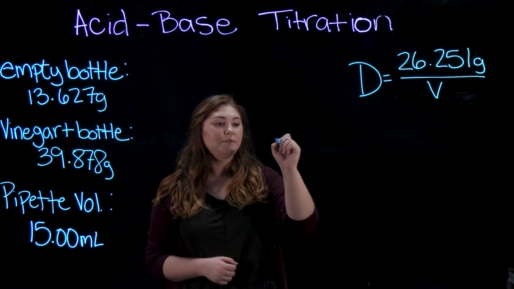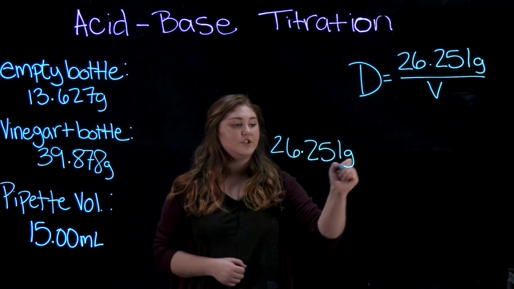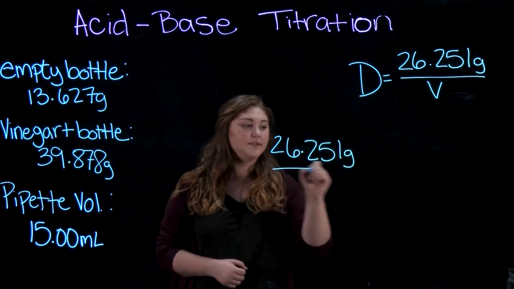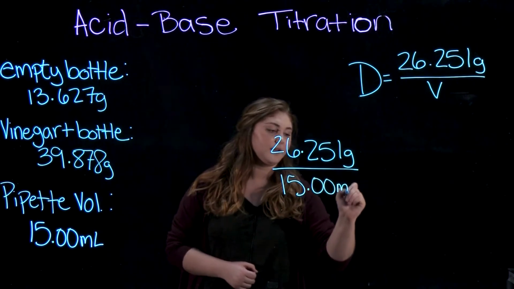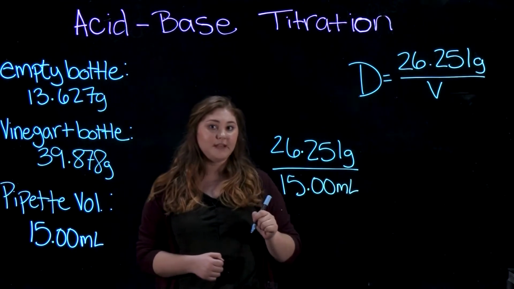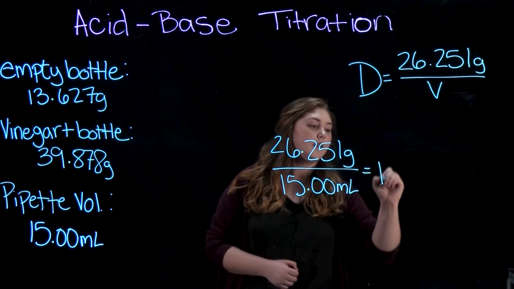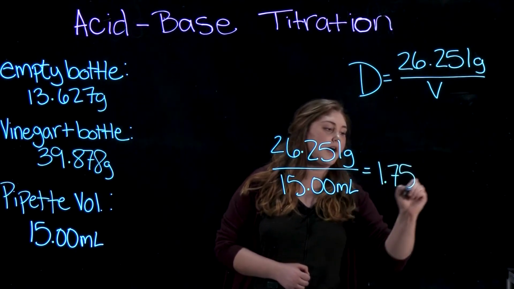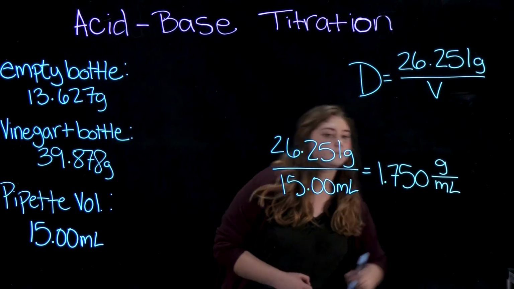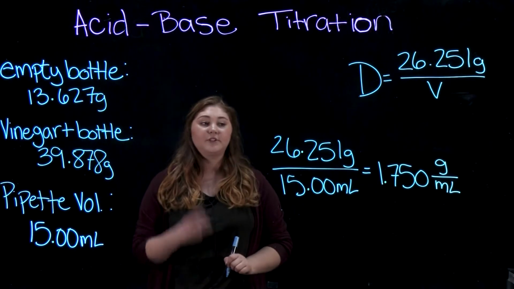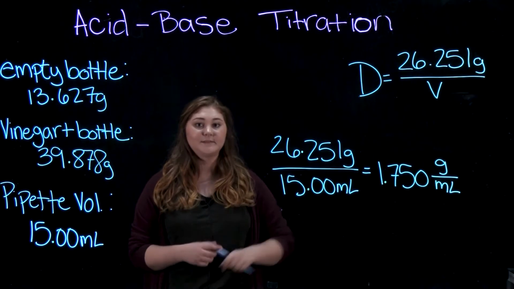I would then do 26.251, which is the mass of my vinegar, divided by 15.00 milliliters, the volume of that same sample of vinegar, and find that the density for this sample is 1.750 grams per milliliter. You will perform this calculation 3 different times, and in question 2, you will take the average of these densities.